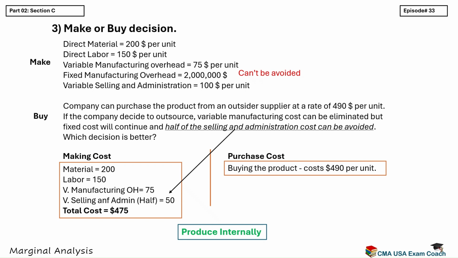This example shows how important it is to focus on relevant costs, the costs that actually change because of the decision. Fixed costs that remain the same should not influence the decision, because they will be there no matter what.